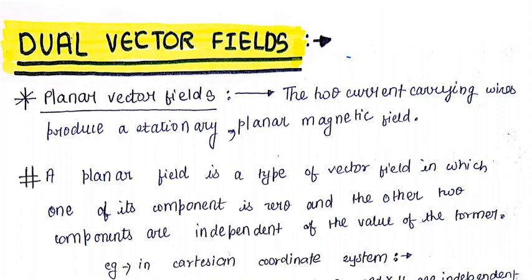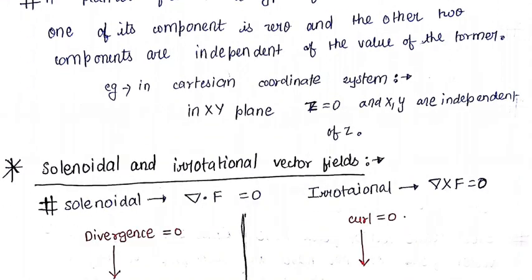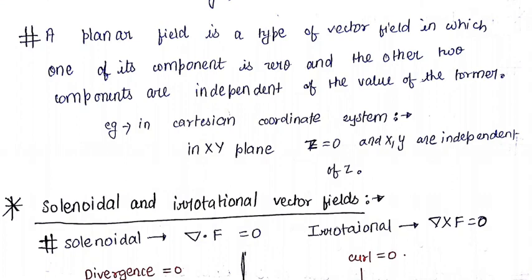Here we can say that a planar vector field is a type of vector field in which one of the components is 0 and the other two components are independent of the value of the former. That is, let us say if it's the z coordinate and it's 0, it will have absolutely no effect in the xy plane because they are just irrelatable.